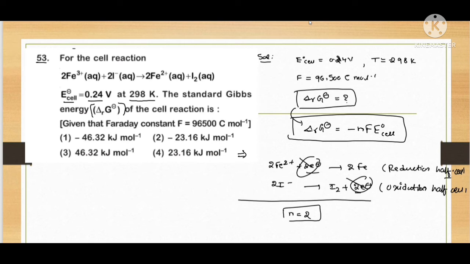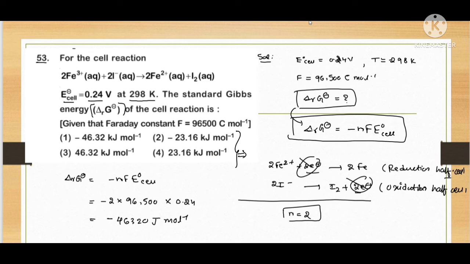Now substitute all the values in the given formula. You will get del R G naught equal to minus N F E naught cell. Here N equal to 2 into F value 96,500 into 0.24. By calculation, you will get minus 46,320 joule mole inverse. But the given options are in kilojoules.